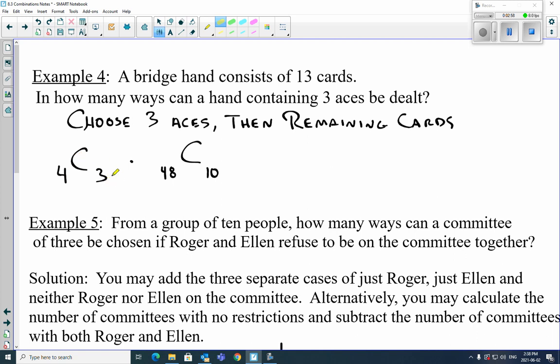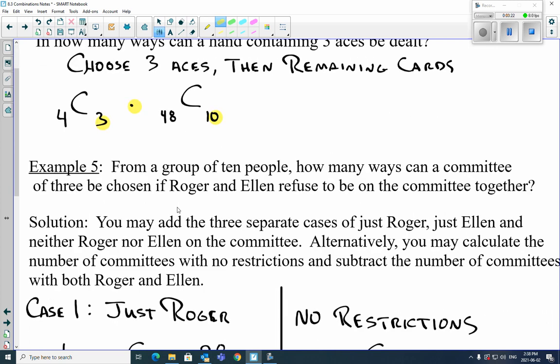Okay, then we've picked 3. We have to fill all the rest of the cards, the 10 of them, right? Because there goes our hand of 13. 3 and 10 is our 13. And there's 52 cards in the deck. We've already picked 4 of them, so then it's 48 choose 10. And we multiply this because it's not the aces or this, it's the aces and the other 10 cards. So we have the and, so then we have the multiplication. Okay, so this is a really neat example, I think.